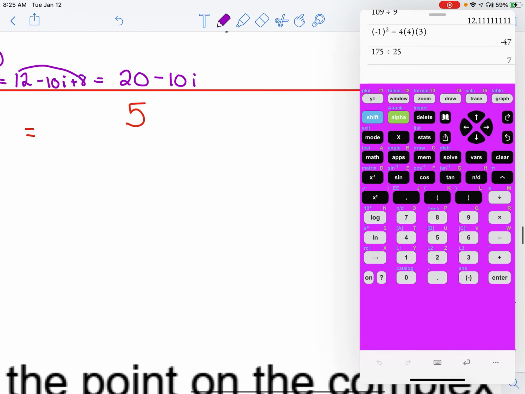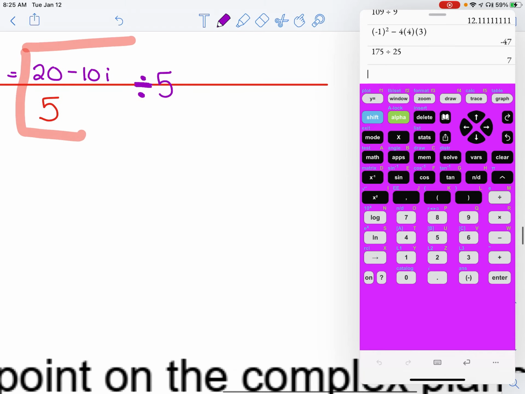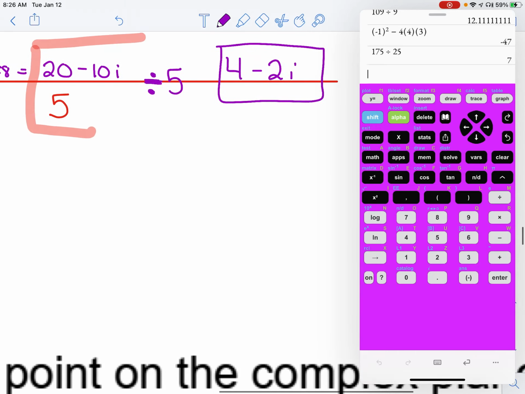So let's talk about our final answer. This is a really good start to our final answer, but if you notice, everything divides by 5. So I'm going to divide everything by 5. Final answer, 4 minus 2i over 1. So that's my final answer.